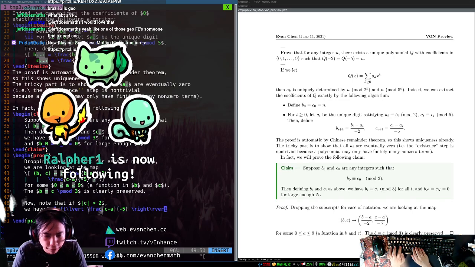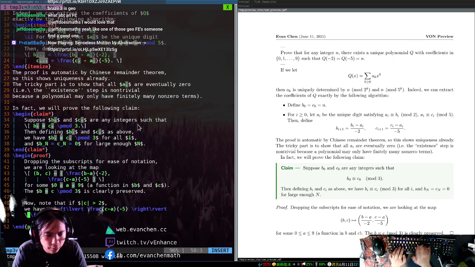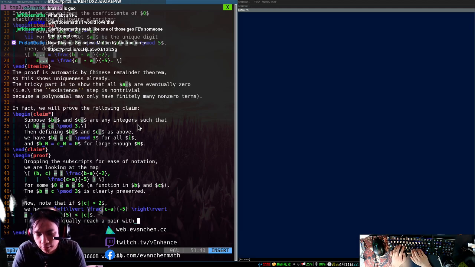Thank you. Is less than or equal to c plus 9 over 5, which is strictly less than c. Thus, we eventually reach a pair with c less than or equal to 2. Why did that crash? Oh, because I misspelled frac.